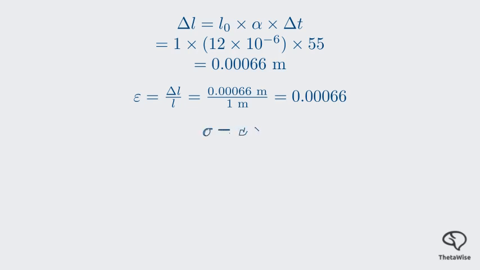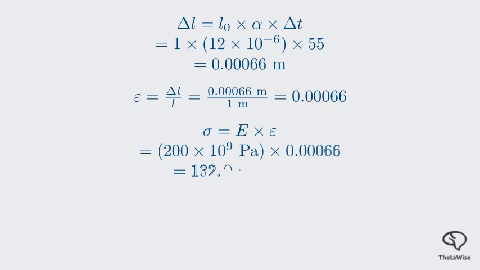Finally, it uses Hooke's law to find the stress. Stress sigma equals E times epsilon. Substituting 200 times 10 to the 9th pascals for E and 0.00066 for epsilon, the stress is calculated as 132,000 pascals. This gives a result of 132 megapascals, which, as we discussed, represents a compressive stress of that magnitude. As you can see, both methods are equally valid and lead to the same answer. It's important to understand the underlying physics that connects the formulas.